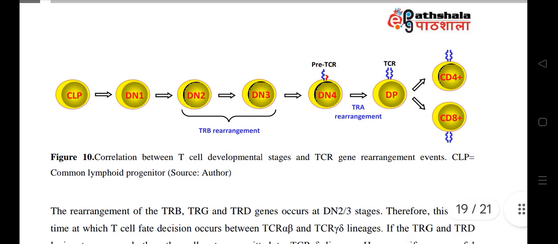Here you can see the correlation between T cell development stages and TCR rearrangement events. CLP, common lymphoid progenitor.